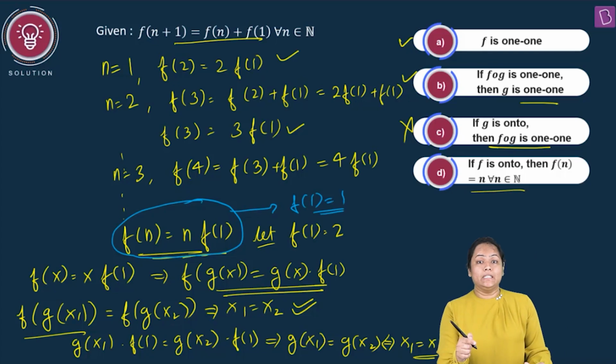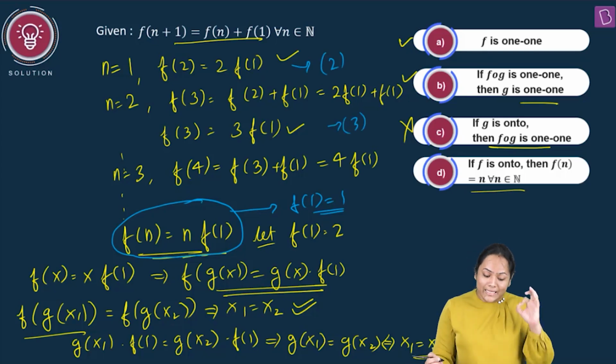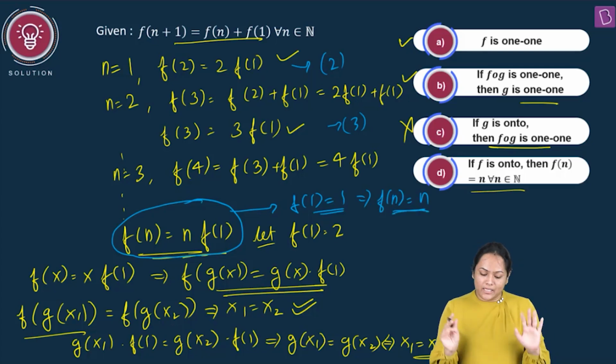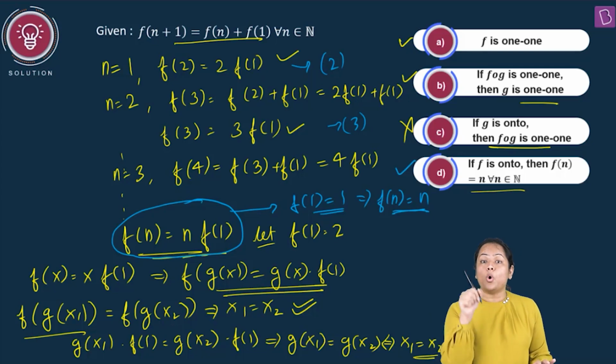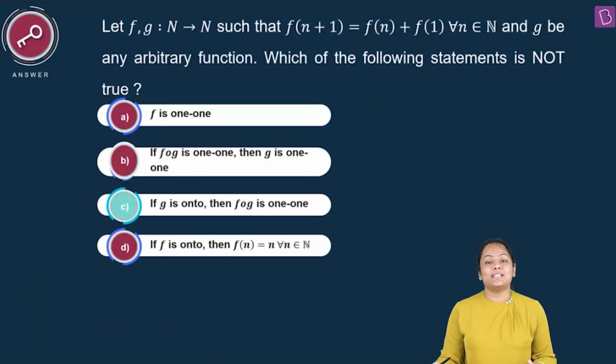When I put f of 1 as 1, my f of 2 value will become 2, my f of 3 value will become 3, my f of 4 will become 4. That means I can obviously say that my f of n will be equal to n, right? So that means my D option is also correct. So the not true statement will be C. Have you understood, guys? Perfect. And the final answer is with us. That is C option.